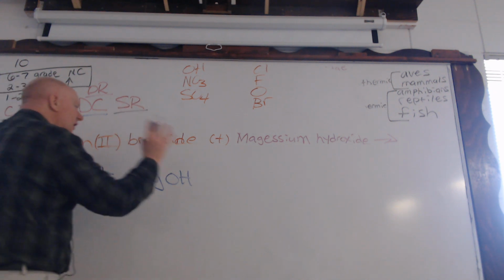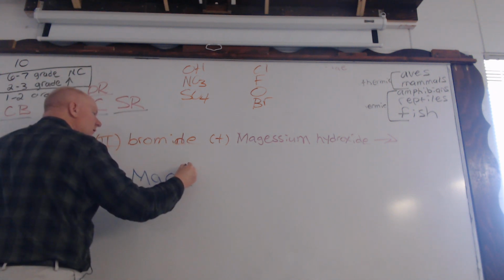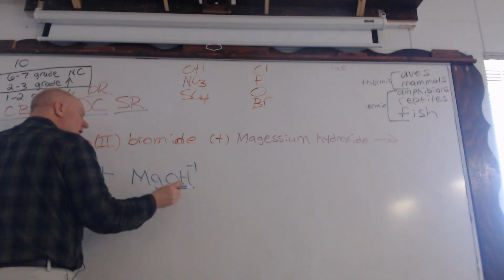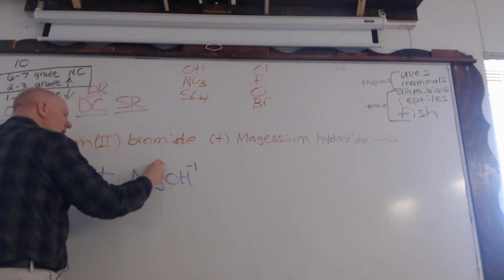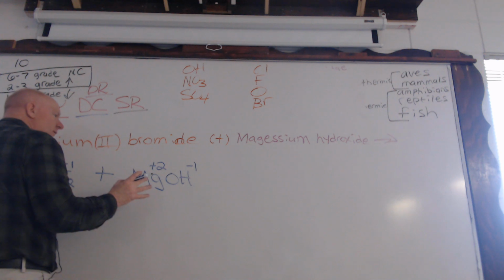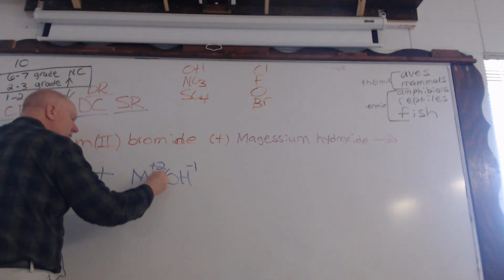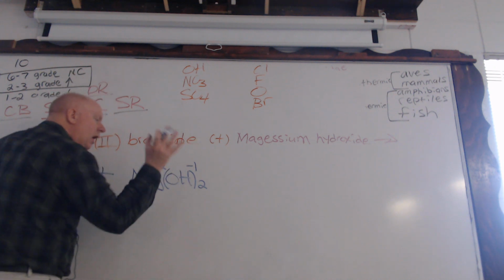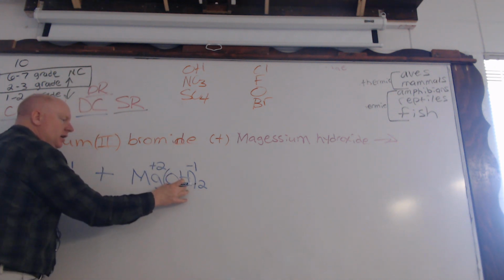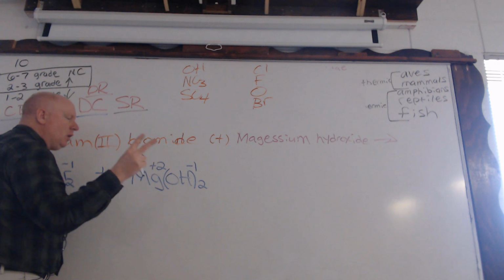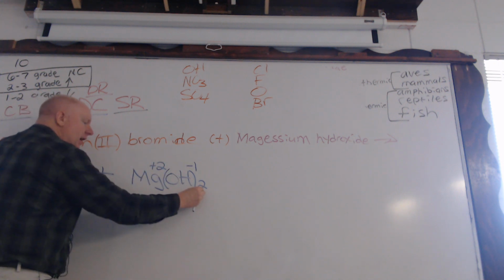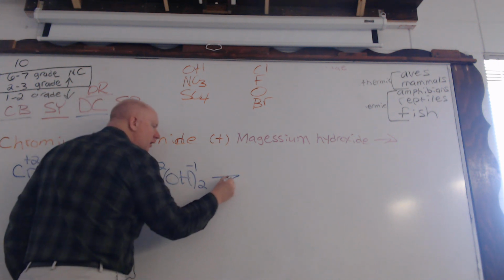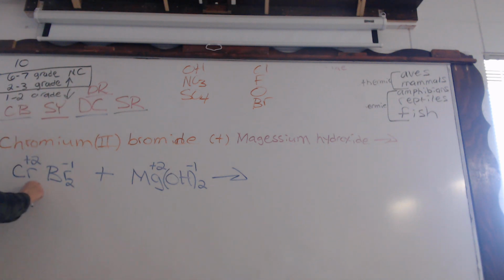Okay, hydroxide is negative what? 1. Okay, magnesium, 2. That does not add up to 0. How about we put OH in parentheses and put a 2. Okay, because one hydroxide ion is negative 1, but we needed 2 of them, so that's why the 2 is on the outside of the parentheses. So where does this compound split?